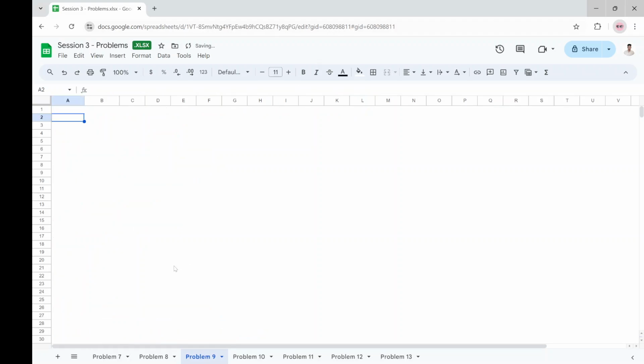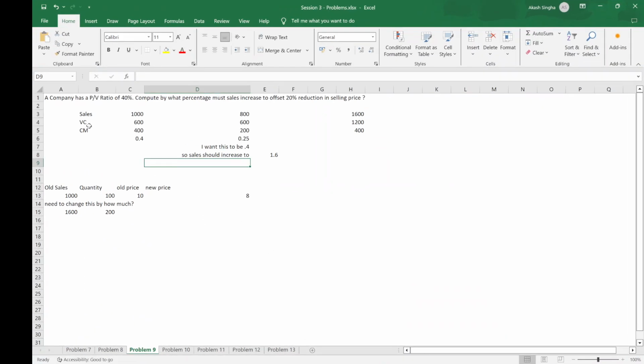Okay, so nothing was given actually. Sorry. So what I did is, if I remember correctly, a company has a PV ratio of 40%, so the contribution margin is 40%. So I have taken that, let's say sales is 1000.